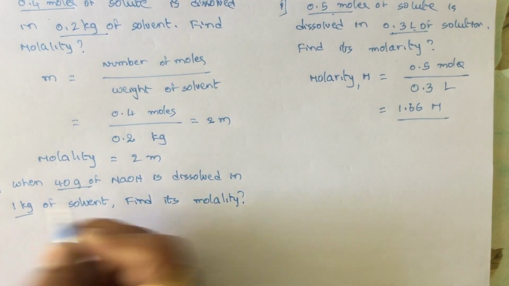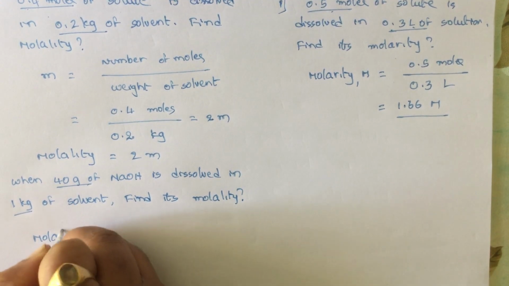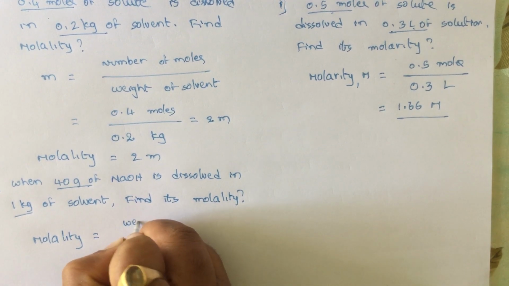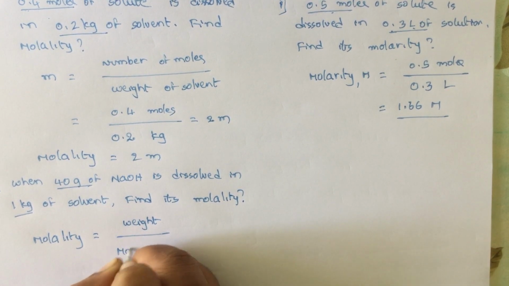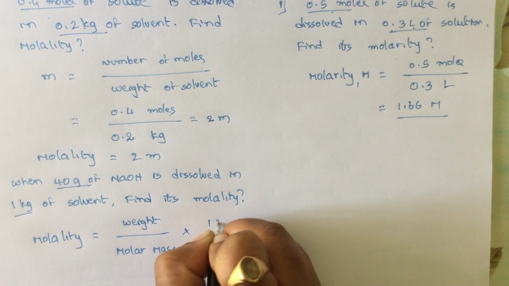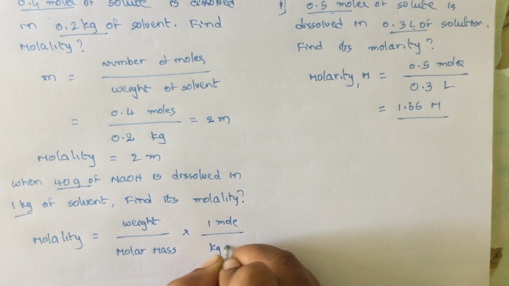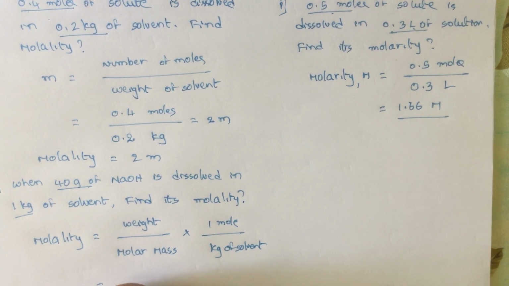See, grams and kgs means molality. So molality is equal to, we know the other formula, that is weight of the solute, weight by molar mass, multiplied by 1 mole, and per kg of solvent. This is the formula we have. Please substitute in this formula.